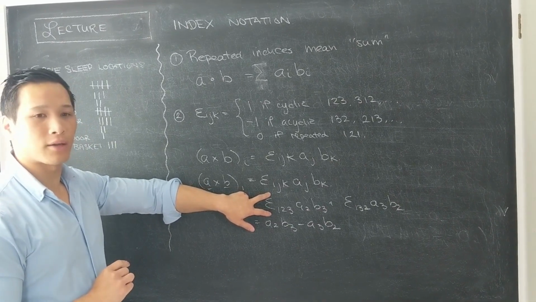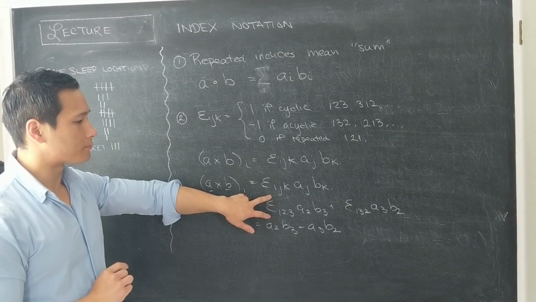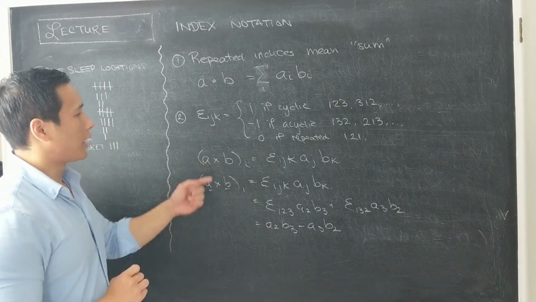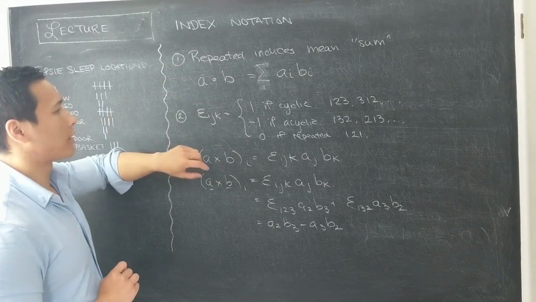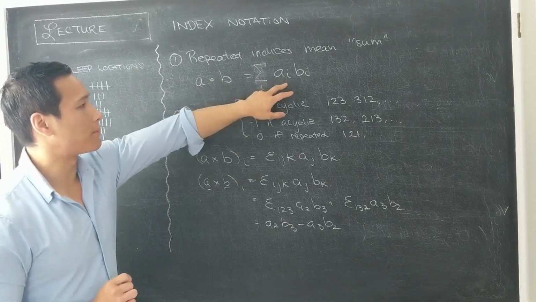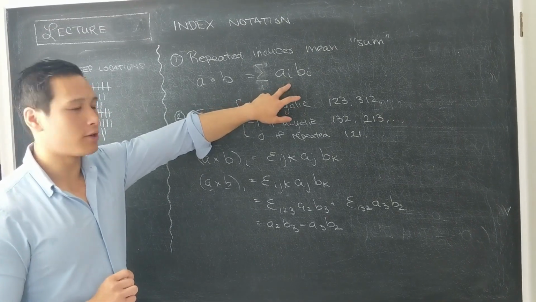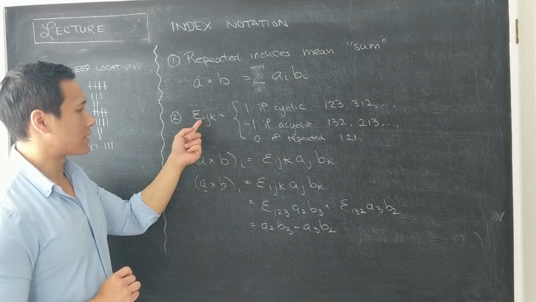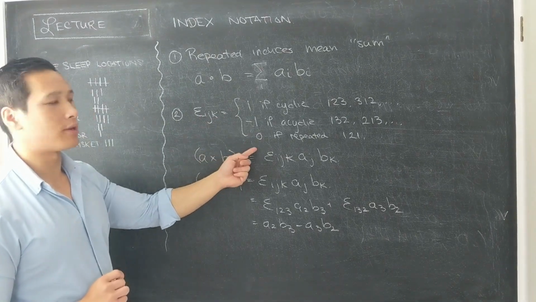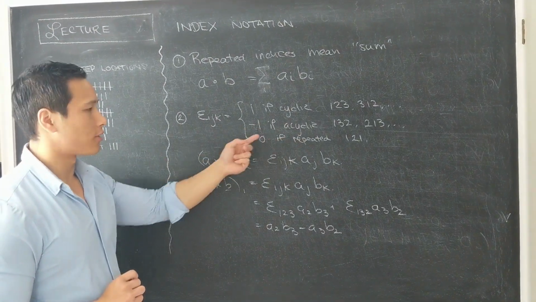And this allows you to make a variety of proofs in a very compact way. I'm going to show you one possible proof that you can take advantage of these 2 guiding principles. The first is that if you see a repeated digit i, it means summation. You sum over all the possibilities of that repeated digit. And if you see this epsilon ijk, then you have to break it down into either cyclic, acyclic, or repeated.